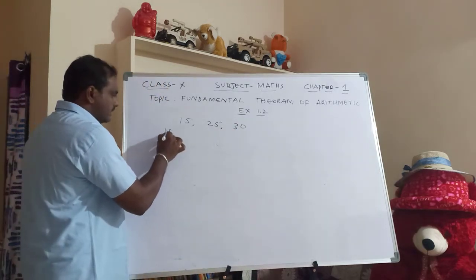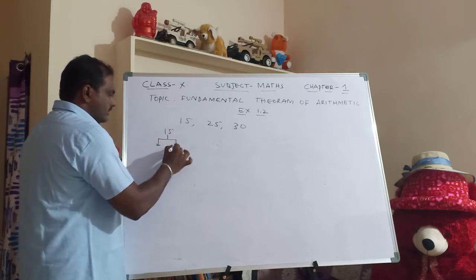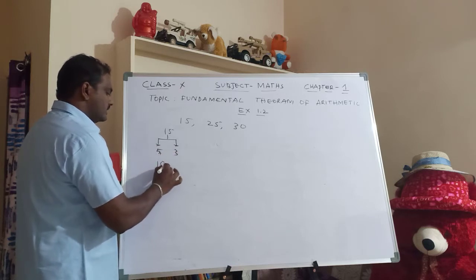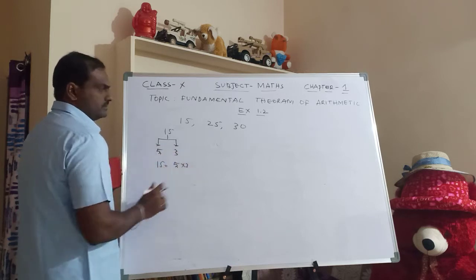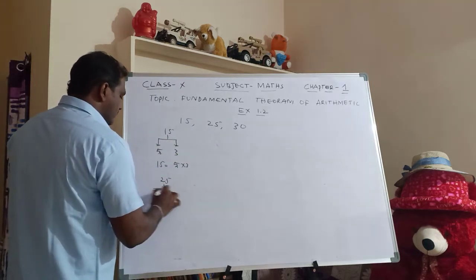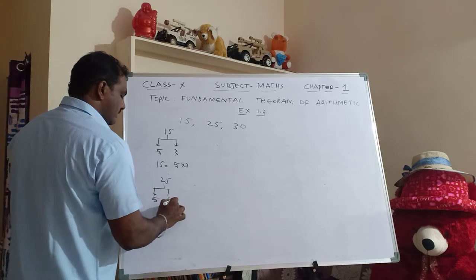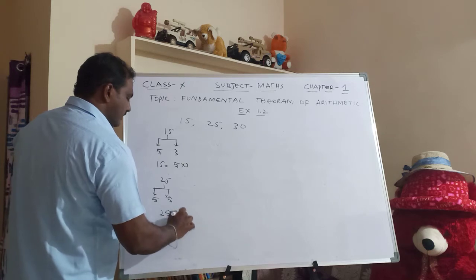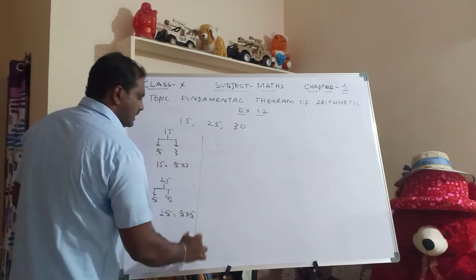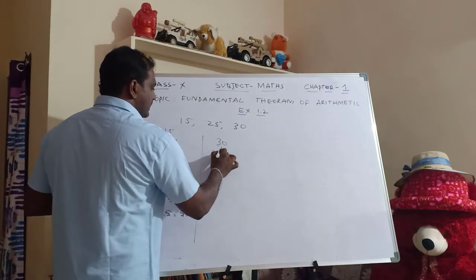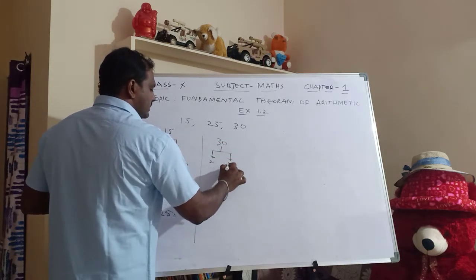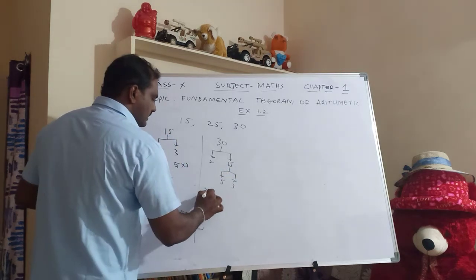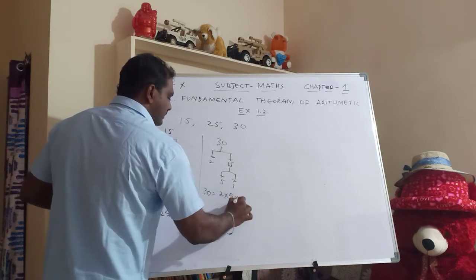First, write the factor tree method, 15. Since the last digit is 5, I can go for 5, 3. That means 15 is equal to 5 into 3. Next, 25. 25 I can write as 5 into 5, because both are prime numbers. So 25 is equal to 5 into 5. And next, 30. 30 can be written using the 2 table: 2 15s are 30. Again 15, I can write as 5 3s are 15. That means 30 can be written as 2 into 5 into 3.